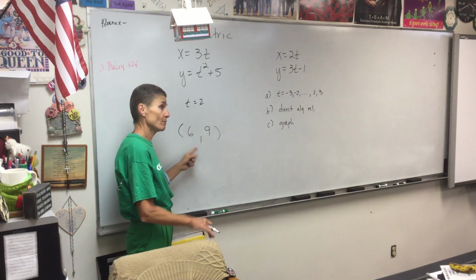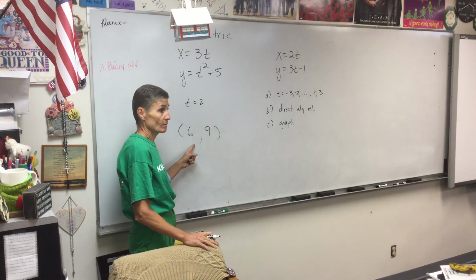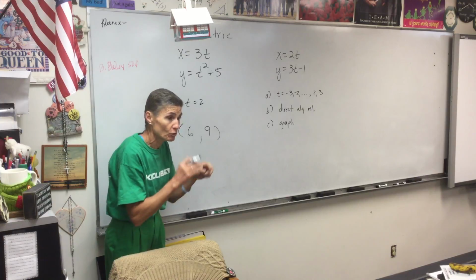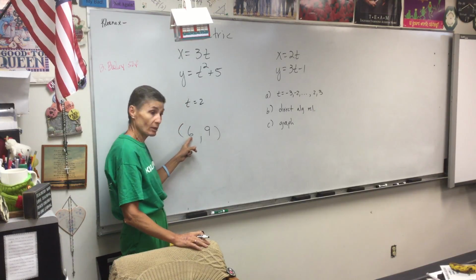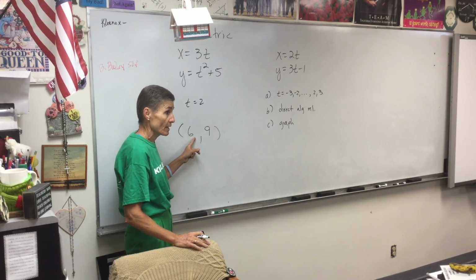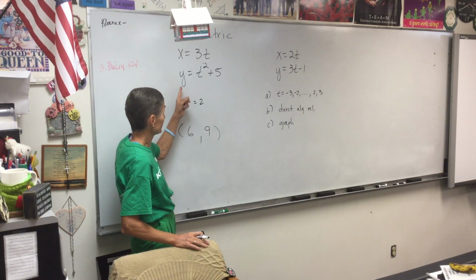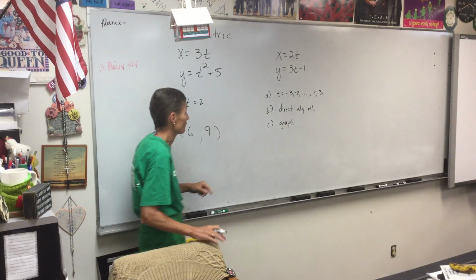Could we do the same thing if we let t be 5? Or 18? Yeah. So if you thought of all the possible t's, you'd get all the possible points, and you'd know what this picture looked like if you were to graph it, right? Now our calculator will graph these, and we'll talk about that later.